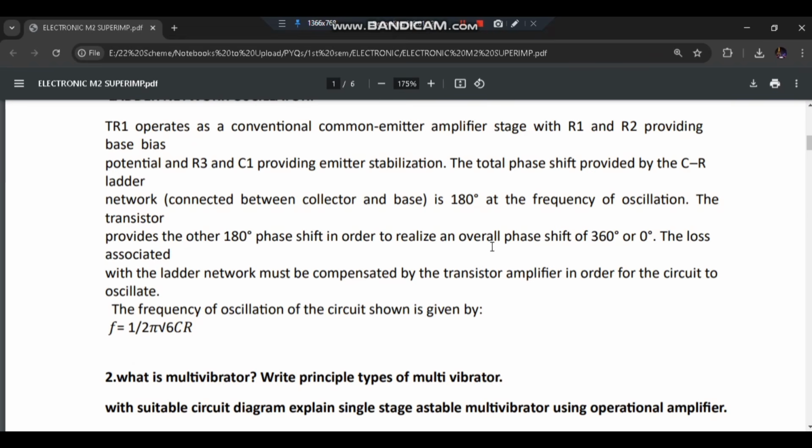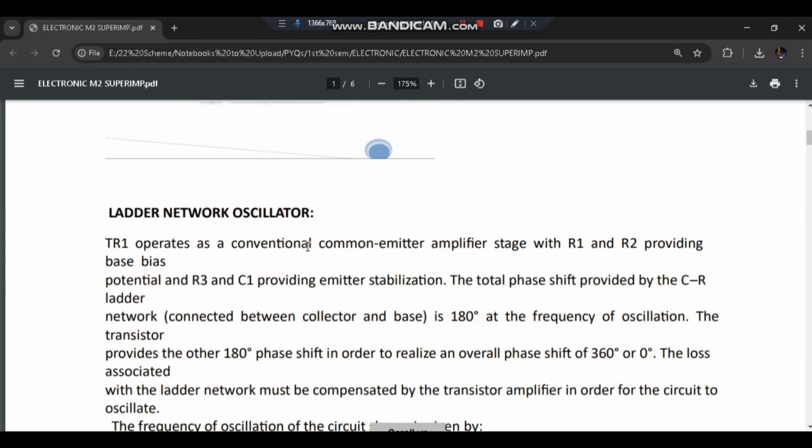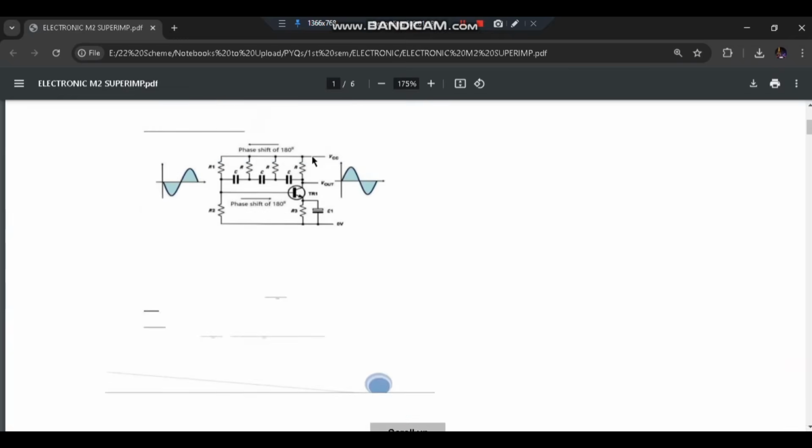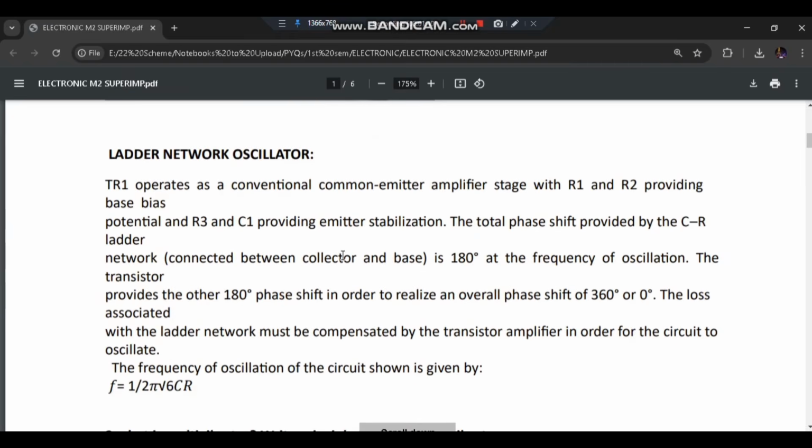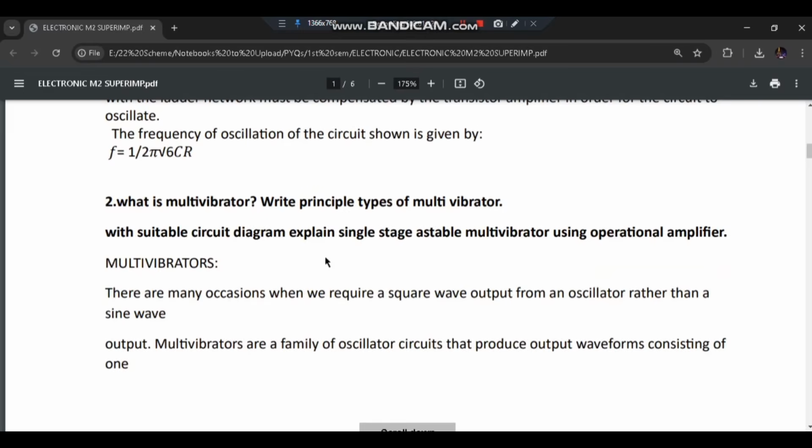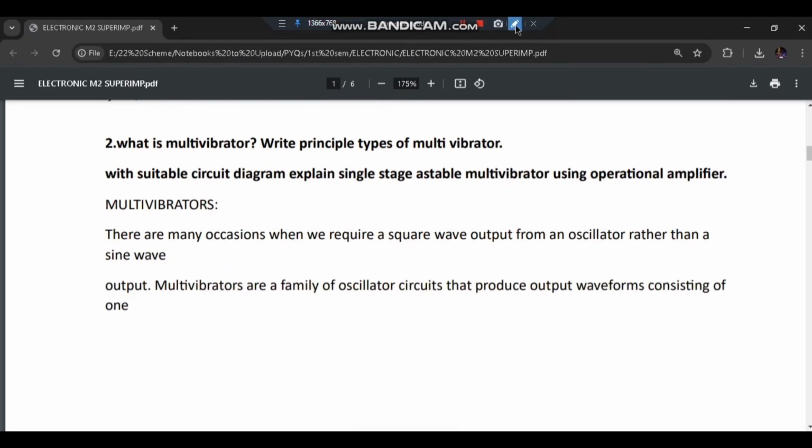And the frequency formula is also given. This is also another key point you need to write. So for the ladder network oscillator, first you will be writing this diagram, and you'll be writing these key points which are discussed. Moving on to the second question, which is: explain what is multivibrator.